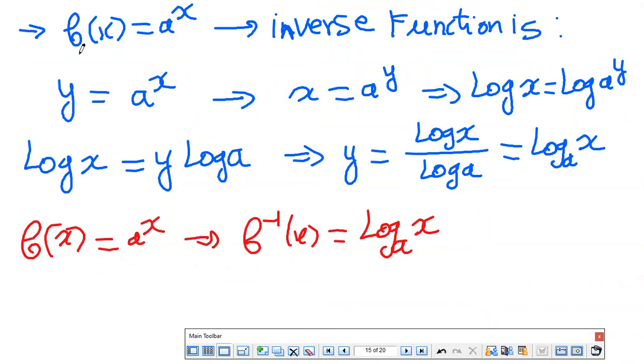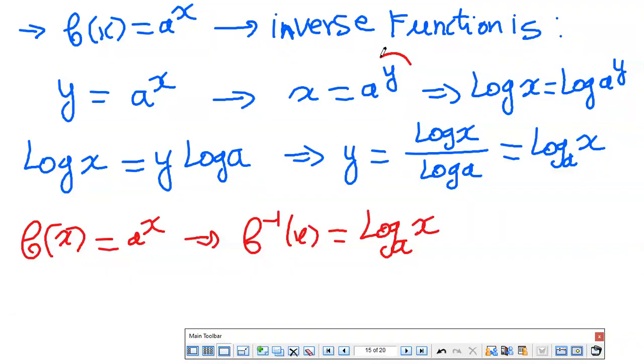Now, for the function f of x equal to a to the x, what is its inverse function? Its inverse function is log base a of x. But how are we going to prove it? Look how we can prove it. So y is equal to a to the x. We know this from chapter 2, how you find the inverse function. So now we switch y to x and x to y, and then we solve for y.